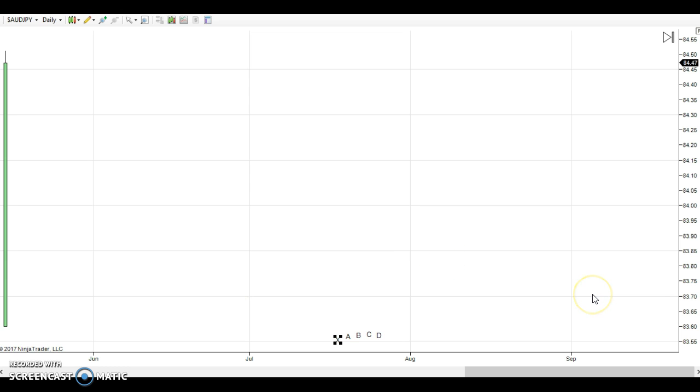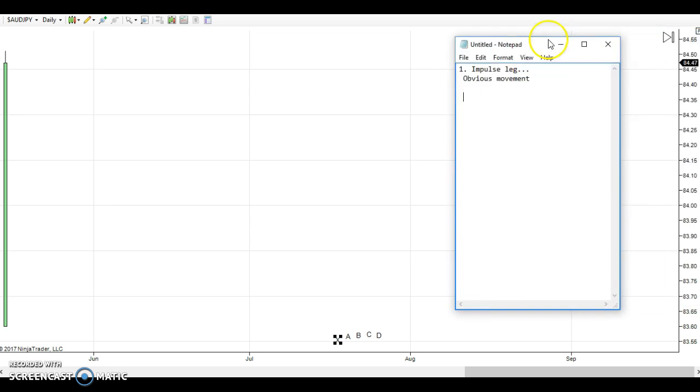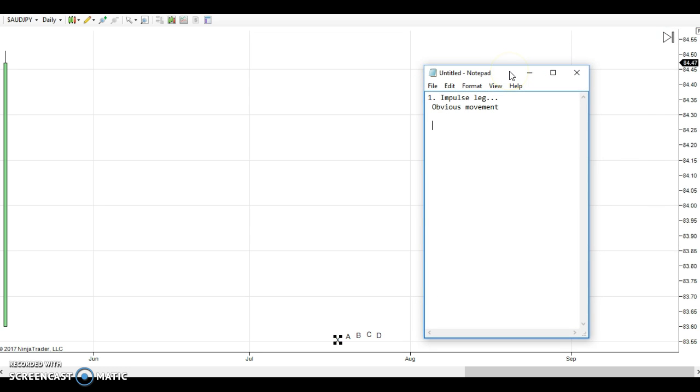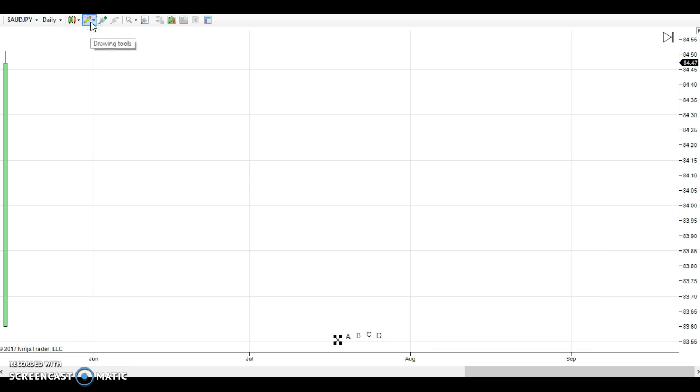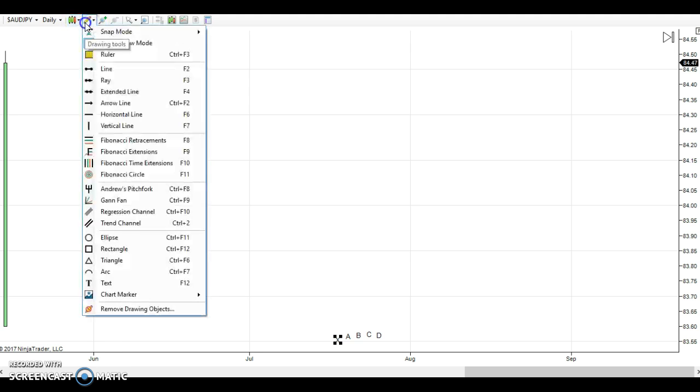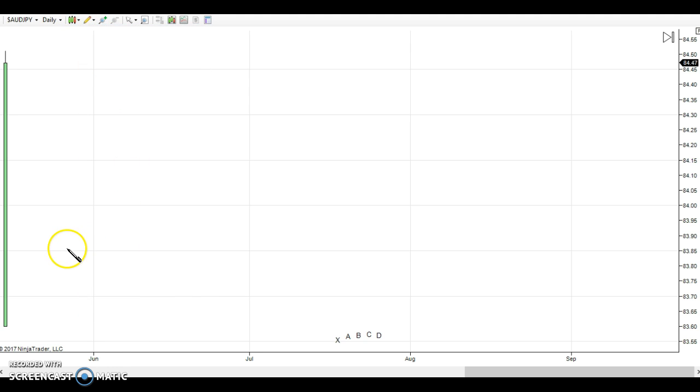So the Cypher pattern works with a set of rules. The very first rule is we want to identify an impulse leg. What is an impulse leg? Well, an impulse leg is an obvious move to the upside or the downside. We don't want a lot of noise. We don't want a lot of bounces off of support and resistance. We just want a very obvious and clear movement in one direction. So for this lesson, we're going to use a bullish movement, or a movement to the upside, and we'll go ahead and plot that here.